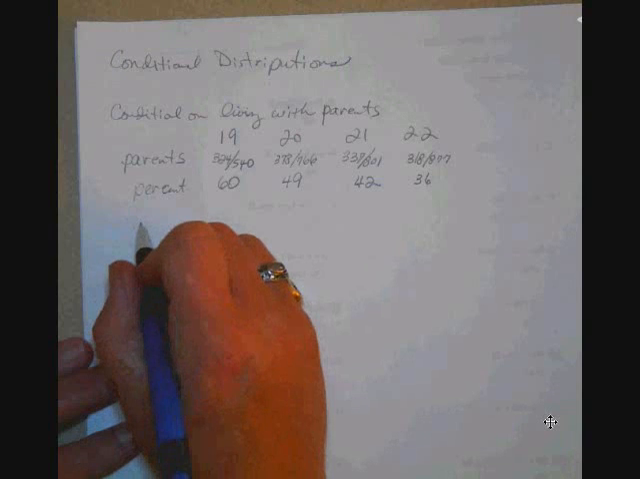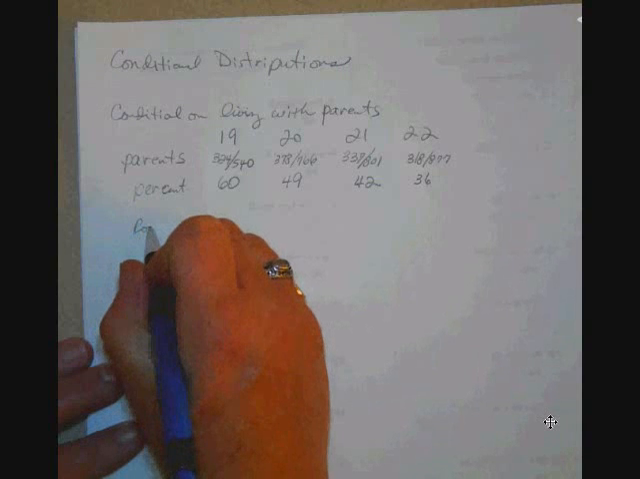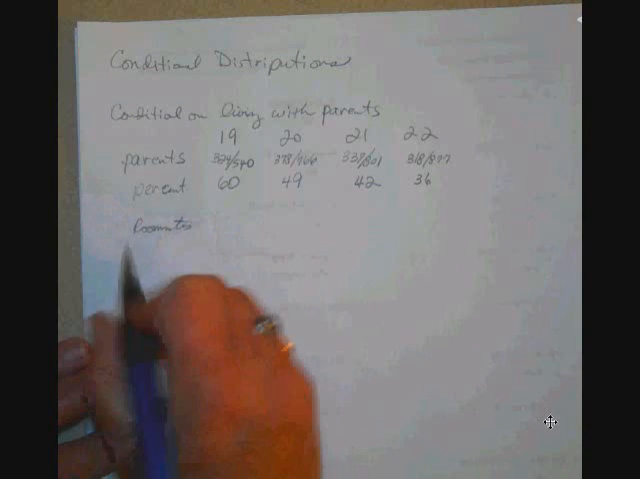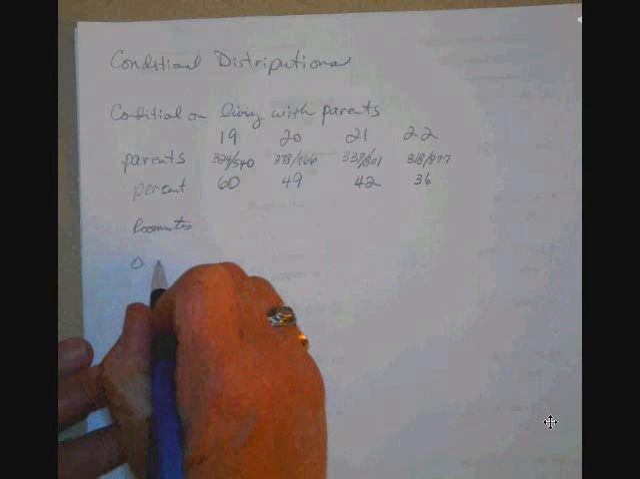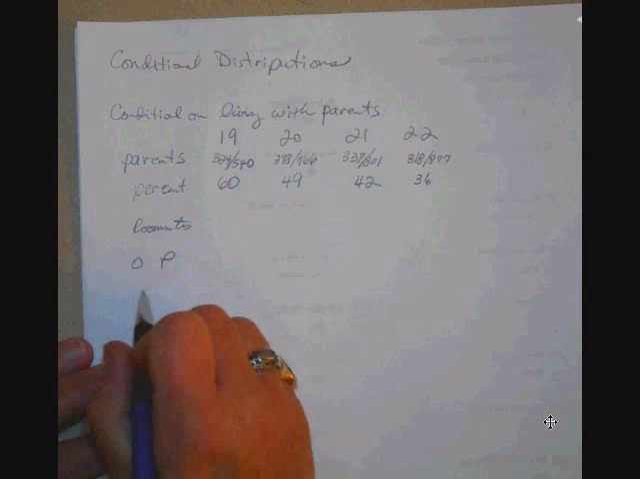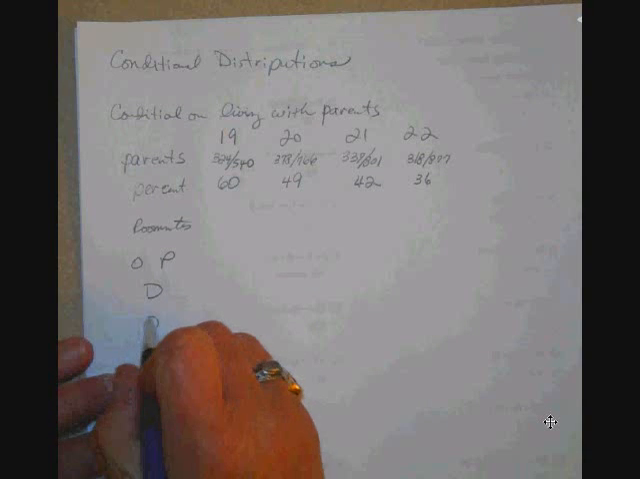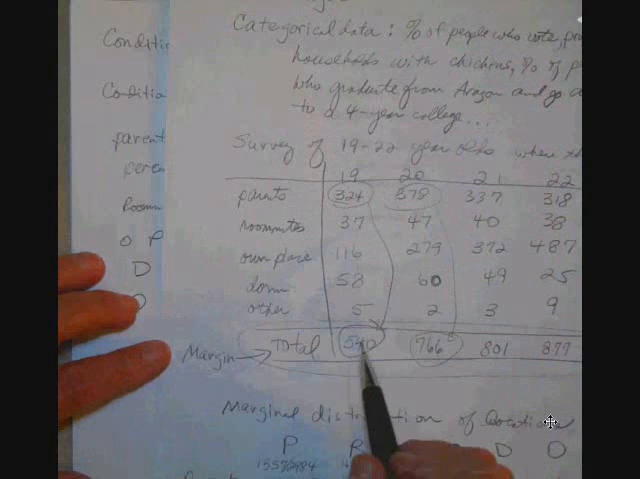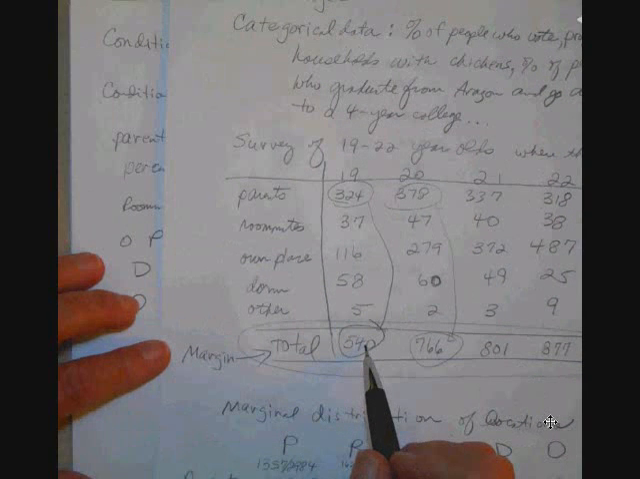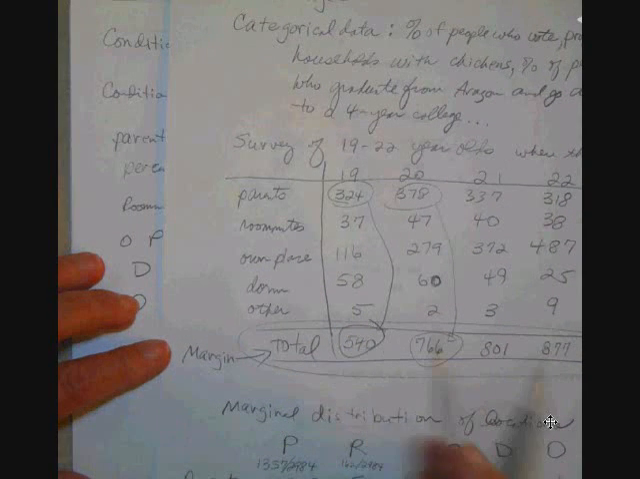We want to look at the roommates. We want to look at the own place, the dorm, and the others. And I'm going to go down this column of 19-year-olds. 19-year-olds, 37 out of 540 are living with roommates.